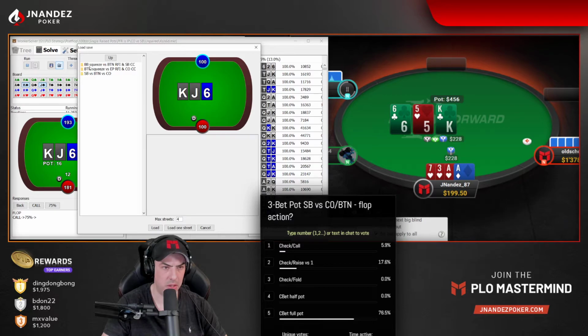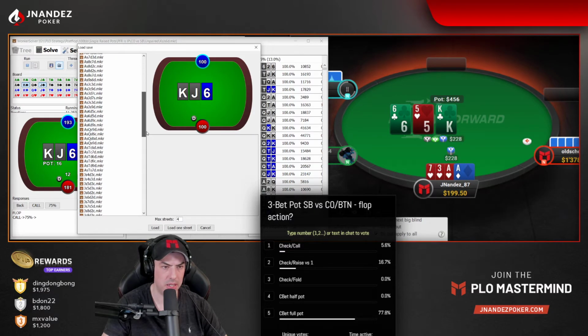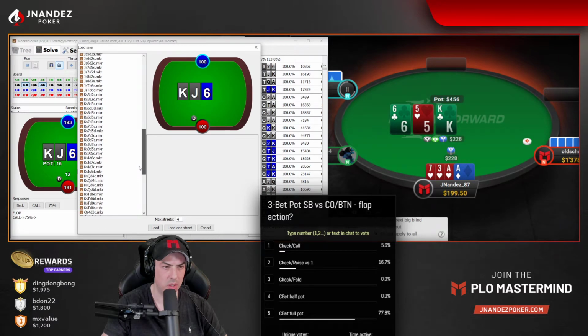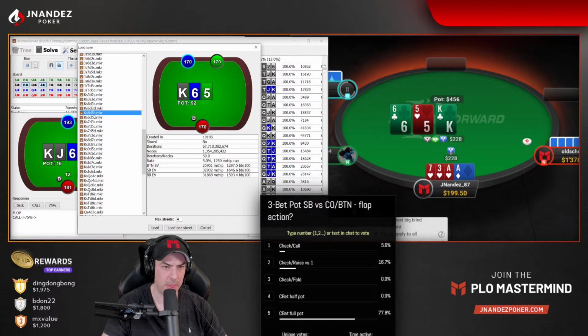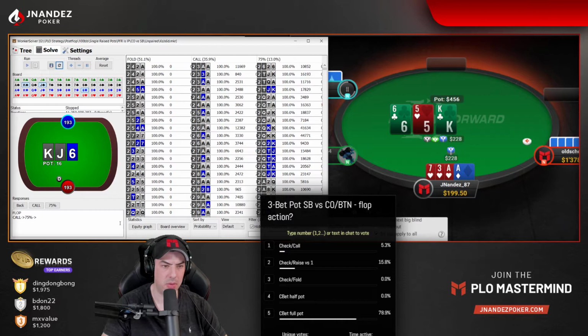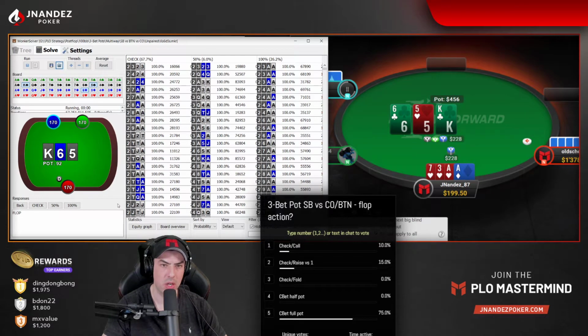Multi-way 3-bet pot, small blind versus button and cutoff. Unpaired king, 6, 5. I think I have king, 6, 5. Yeah. So this is 100 big blind deep. Maybe we have even 150, but let's have a look. 100 big blind deep, we are betting half pot only 6% of the time overall. So we are usually potting or checking.